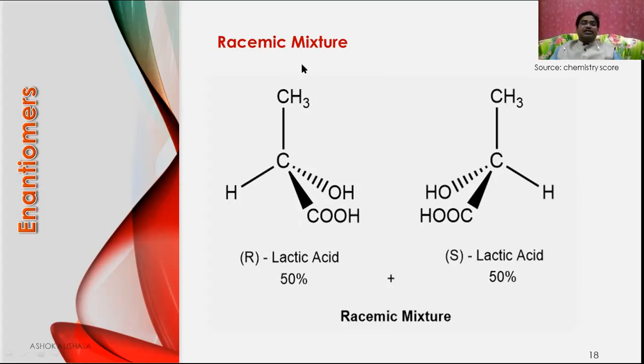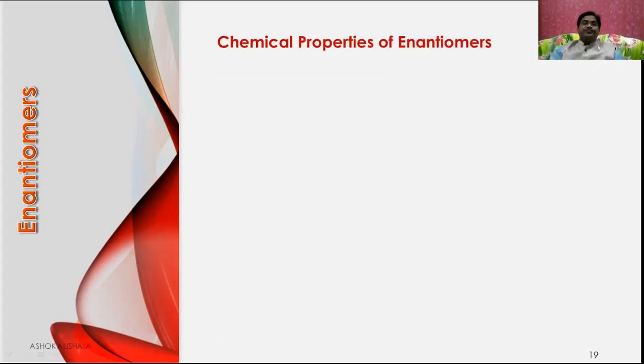This one rotates plane polarized light in the right direction, and this one rotates the plane polarized light in the left direction. The same amount of angle is rotated by each, one rotating like this and another like this, in opposite directions. Therefore the rotation will be cancelled by each other, so they do not rotate plane polarized light. That's why this racemic mixture is said to be optically inactive.